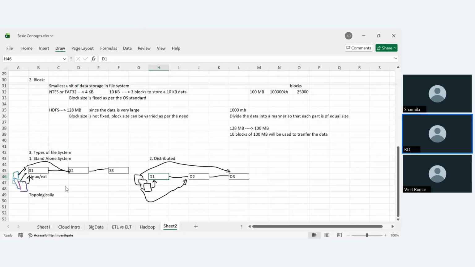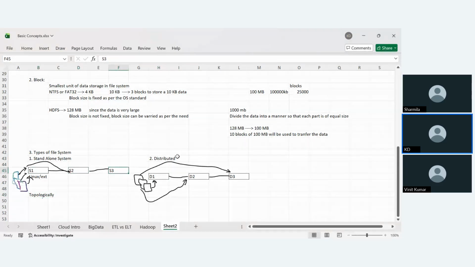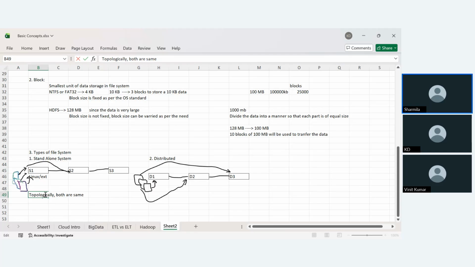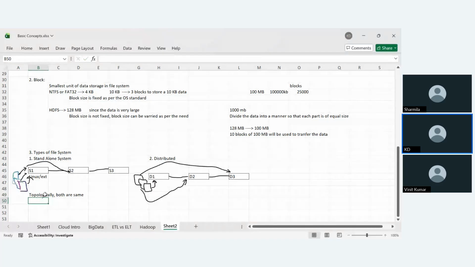So if we look at the structure of connection, here this is connected to this and this is connected to this, and here also with one wire, D1 is connected to D2 and D2 is connected to D3 with one wire only. So topologically both are the same. Okay, but what are the differences? The differences are in the file storage and management system.